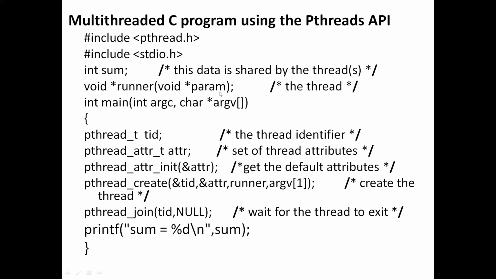Param is nothing but a parameter, a pointer parameter which accepts pointer arguments. The complete thread logic will be written inside this runner. Next, coming to the main method, you can see int main, int argc, comma, char argv.